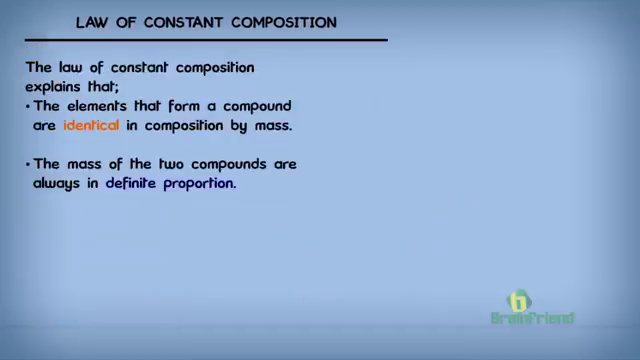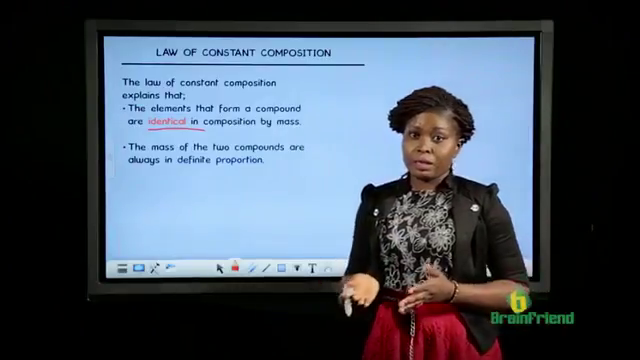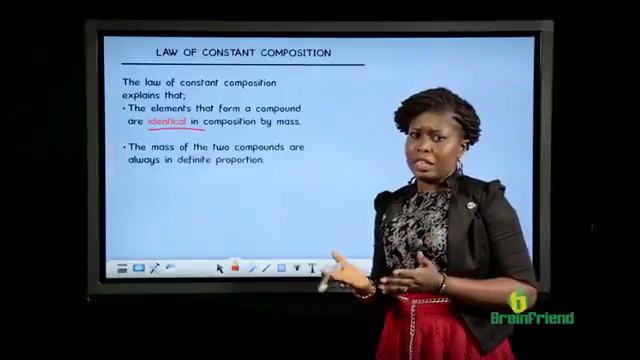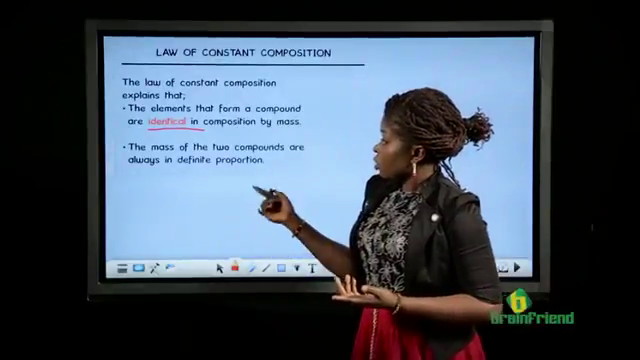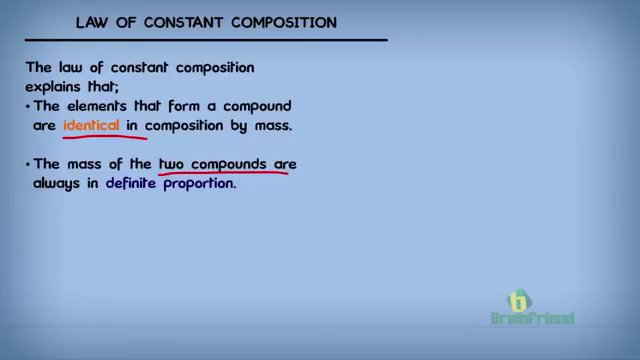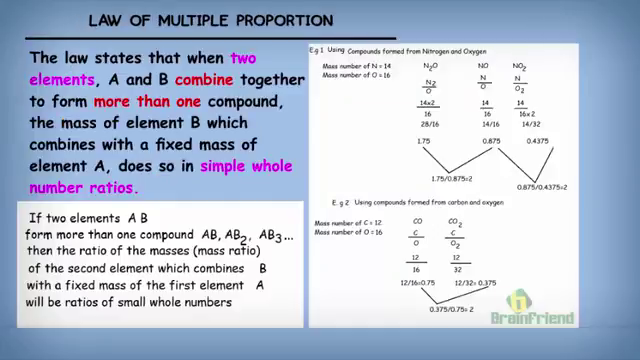So we say that the law explains that the elements that form a compound are identical in composition by mass. The elements are always identical. For water, it's always hydrogen and oxygen, as we earlier said. And then it also shows that the mass of the two compounds are always in definite proportion. As we also saw, water is always in that proportion of 1 atom of hydrogen to 8 atoms of oxygen. So this is basically about the law of constant composition.